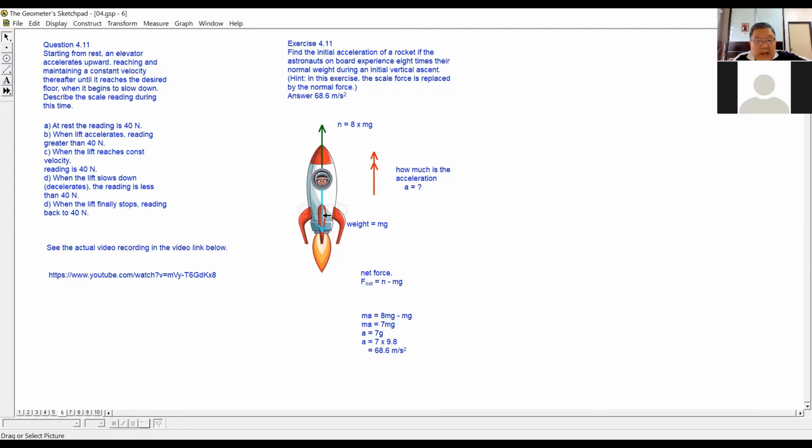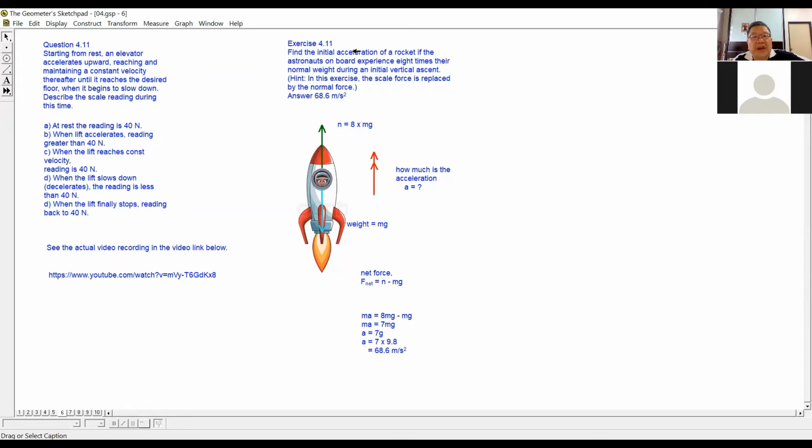One force is given by this blue arrow here. Can you see the light blue arrow here? The weight of the astronaut. Yes, I can. Okay. So the weight of the astronaut is mg, mass times the acceleration due to gravity on the surface of the Earth. Because the astronaut is standing on a platform inside the rocket, this platform gives the astronaut a normal reaction. The normal reaction is the second force acting on this astronaut. It is given that the normal reaction is 8 times his weight.